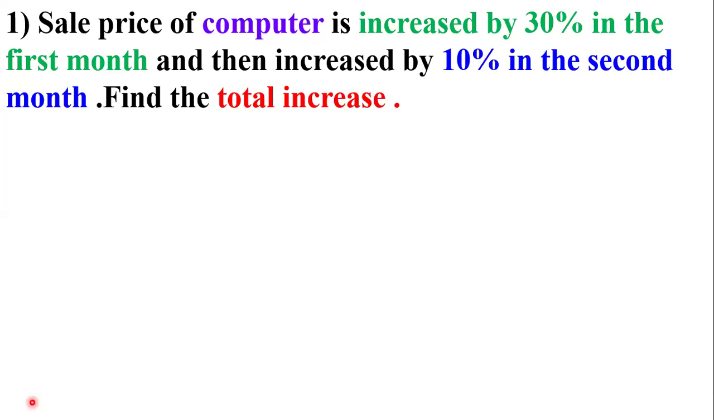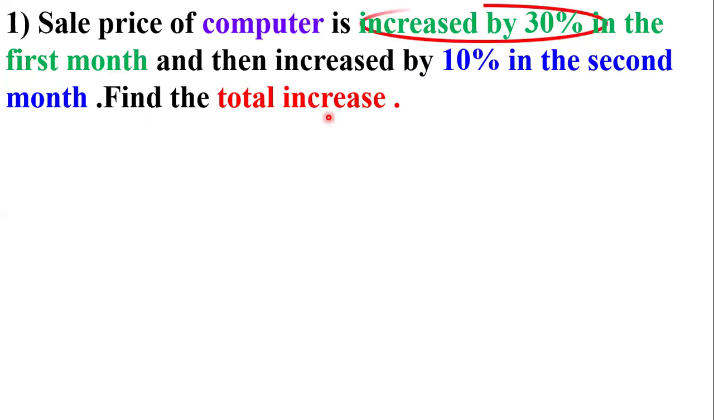The sell price of a computer is increased by 30% the first month and then increased by 10% in the second month. So you are asked to find what is the total increase. So we need to find the change in percentage. Okay, so now we need to convert these statements into an equation form, so that we can solve the total increment.